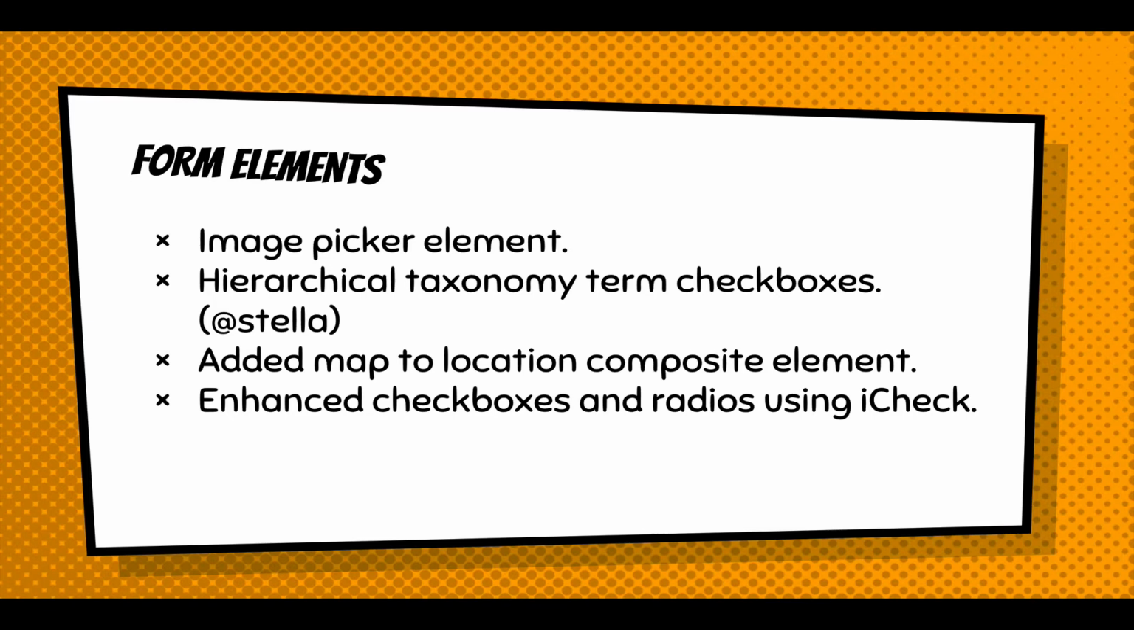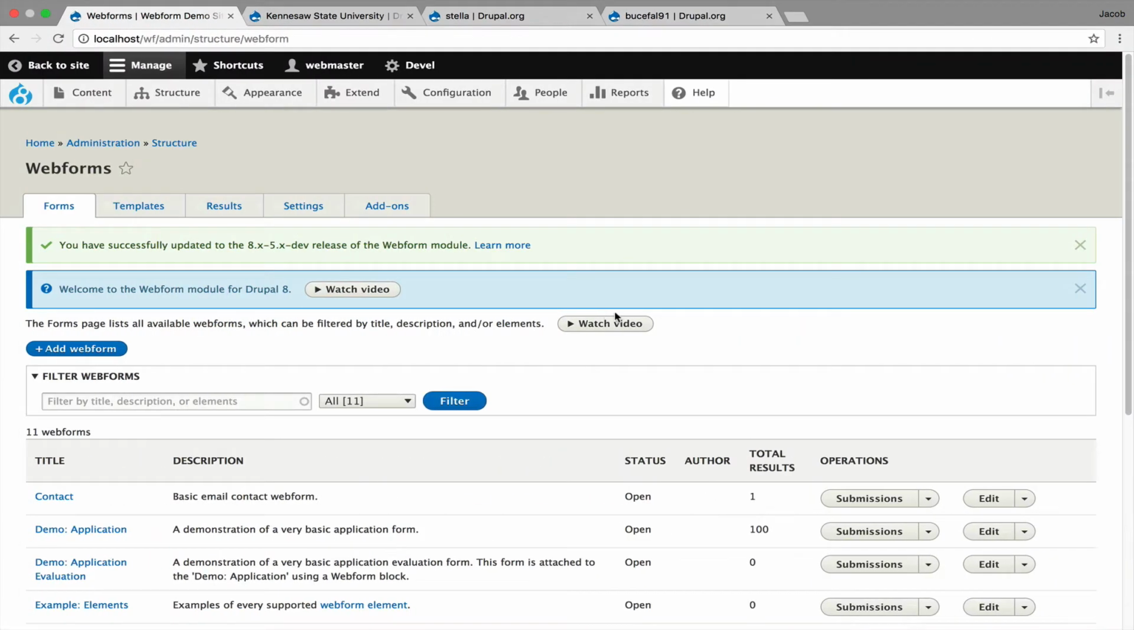Something I like in every release, I'm improving form elements. I added an image picker element. Hierarchical taxonomy term checkboxes have been added. @Stella helped with that. I added a map to the location composite element. That's optional. And also optional is to enhance checkboxes and radios using the iCheck library. I'm going to demo some of these features to you.